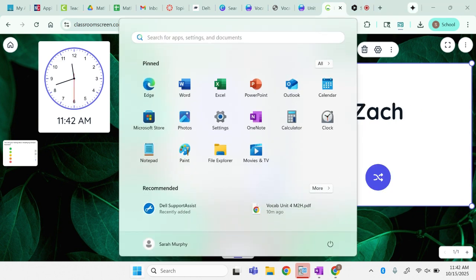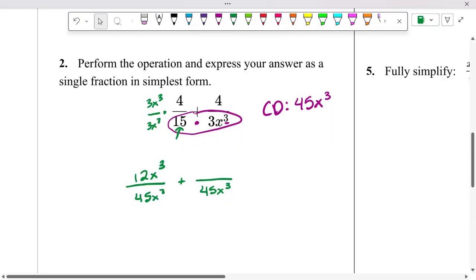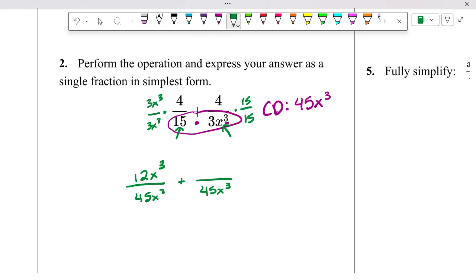All right, Zach. So what do I need to multiply to the second fraction to get 45x cubed on the bottom? So this is our current denominator. What do I need to multiply to it? 15. So 15 over 15. So Zach, what's 4 times 15?